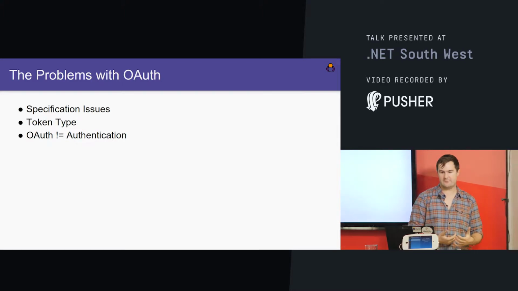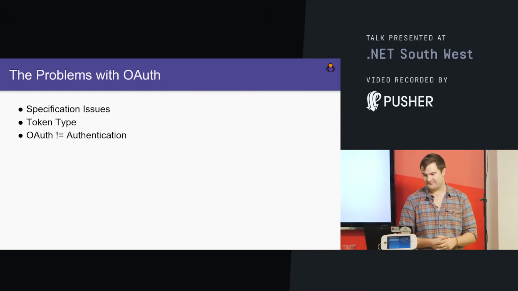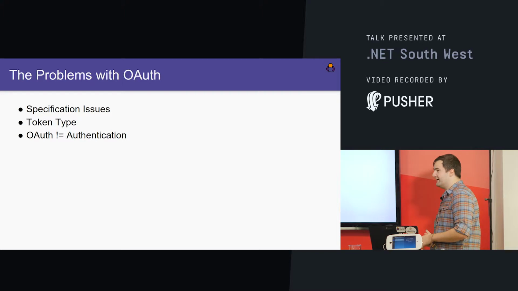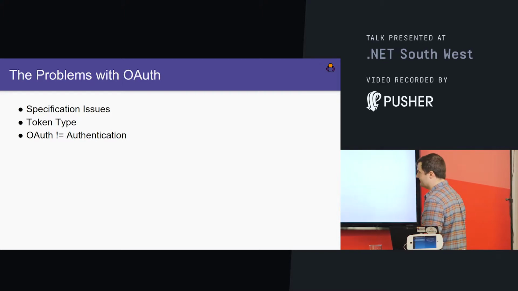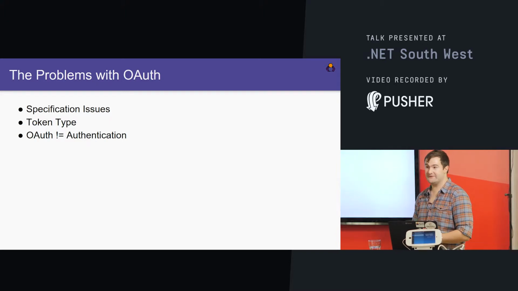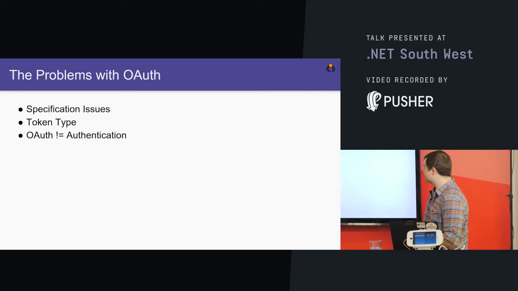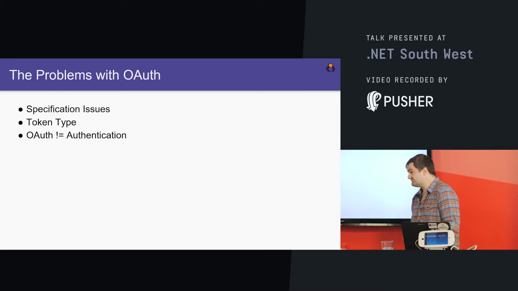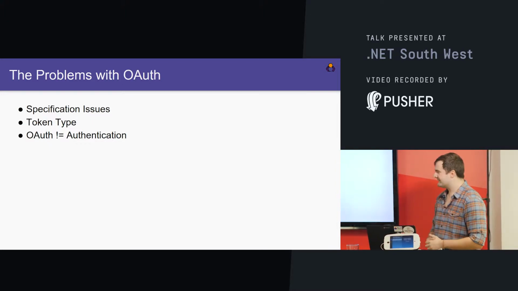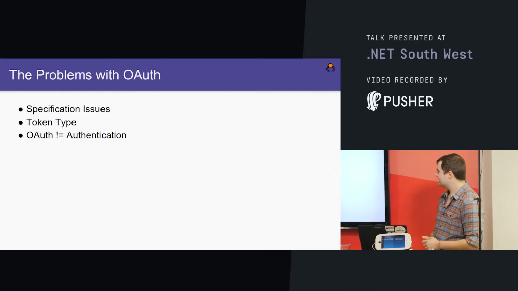Let's look at the problems with OAuth. It's a bit of a troubled specification. So what happens when OAuth V1 is popular? Everyone wants to say they've done V2. So as a result, no one agreed on anything. It went through, I think, 27, 28 different drafts before it was finalized.